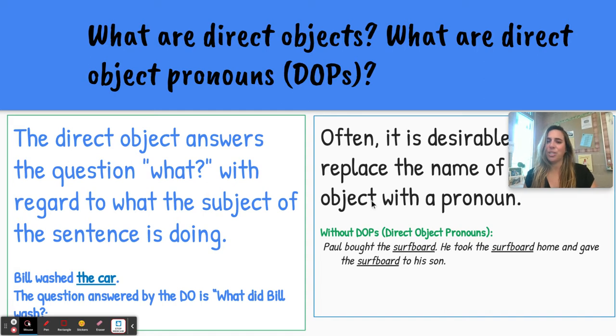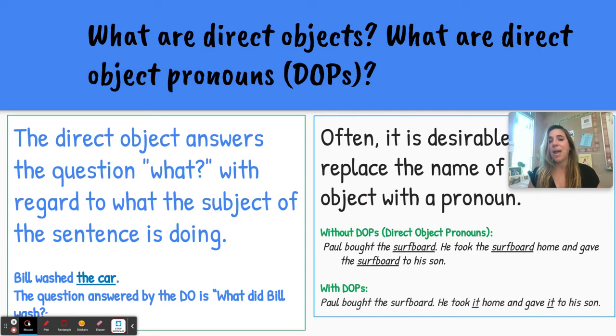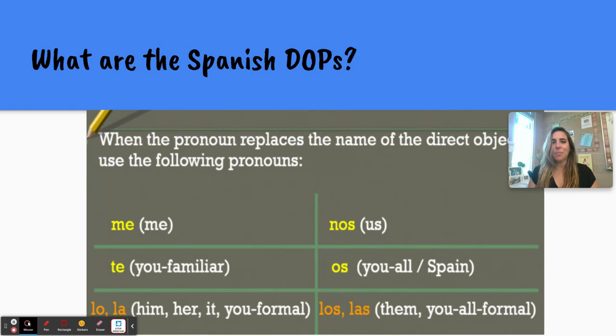Now, we want to make this a little bit cleaner by replacing surfboard with the direct object pronoun. In English, we have it. So the sentence could look like this: Paul bought the surfboard. He took it home and gave it to his son. Let's take a moment now to make sure that we write down our direct object pronouns carefully, accurately, onto your notes in your paper.